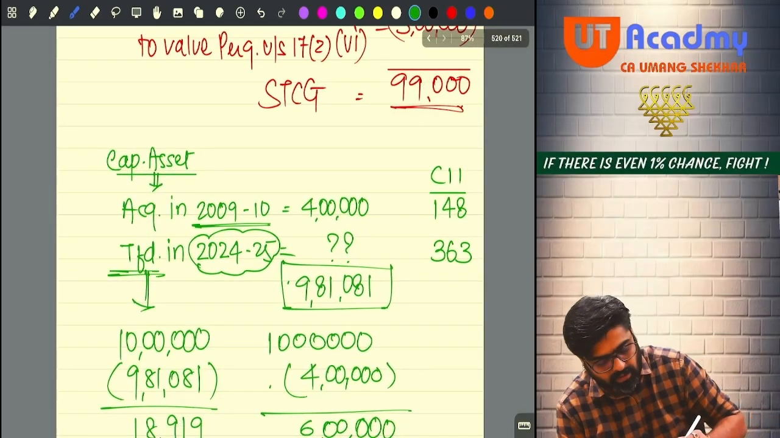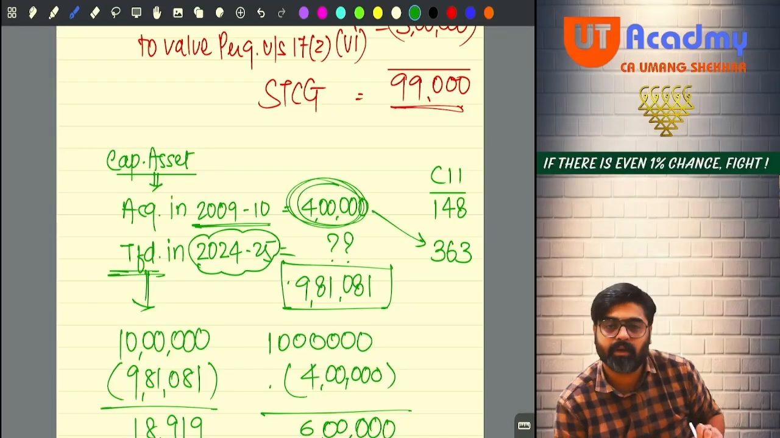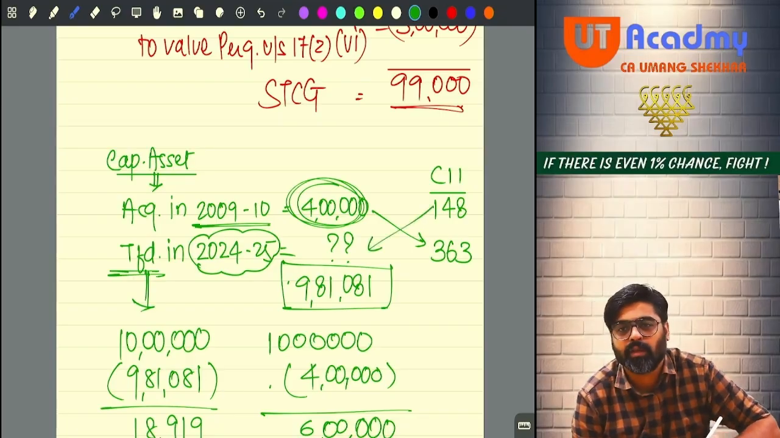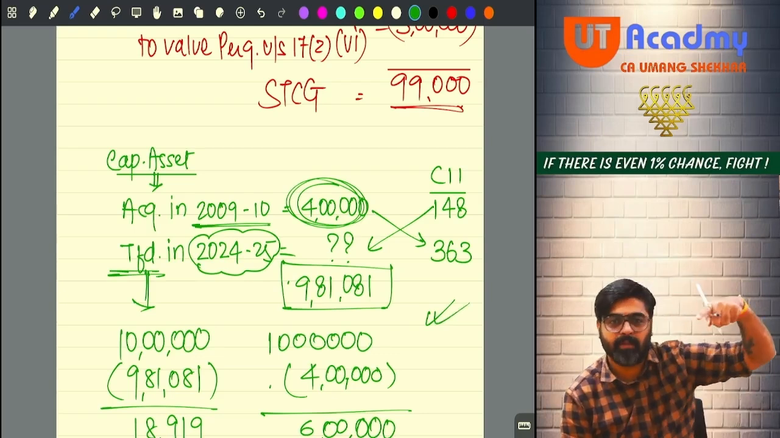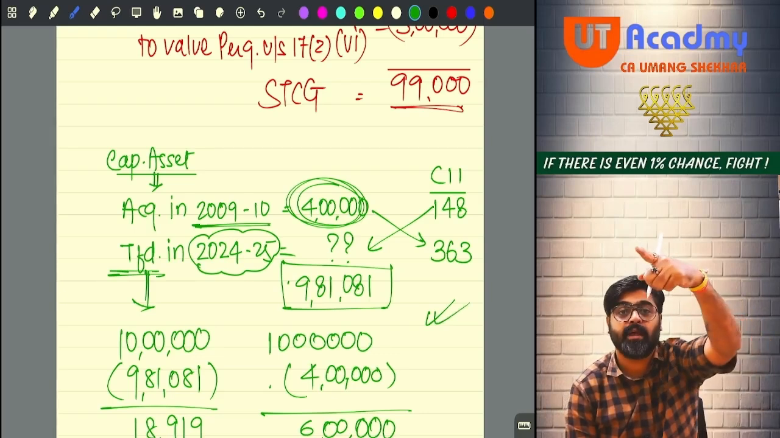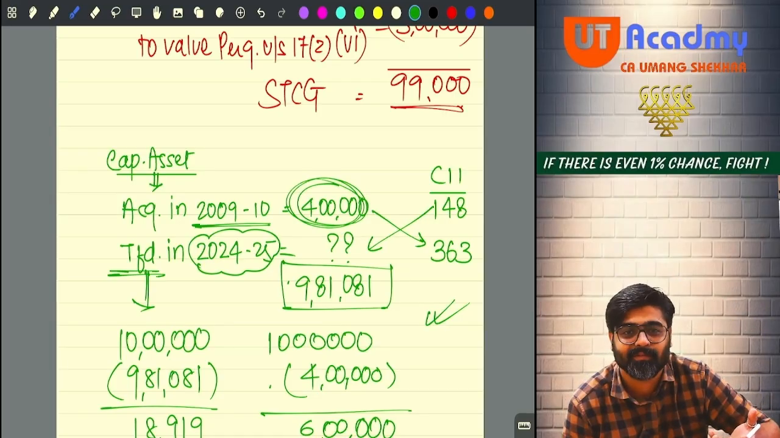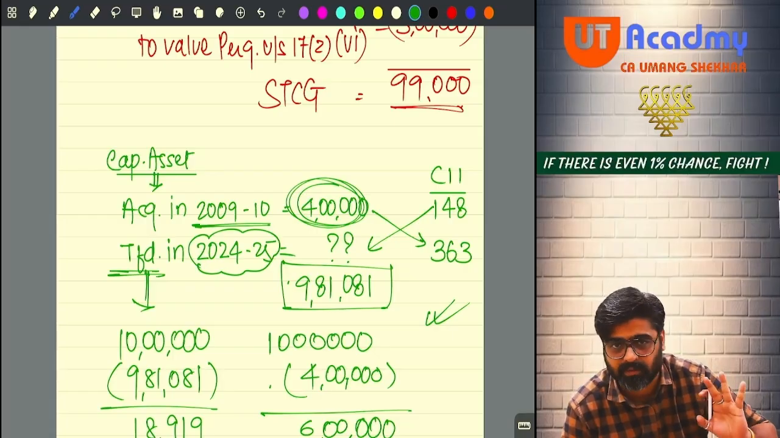What you have done? You have taken the cost of acquisition, multiplied by the transfer year CII, and then divided by the acquisition year CII. You got this amount. So can you derive a formula? Cost of acquisition multiplied by CII of transfer year divided by CII of acquisition year. You will get index cost of acquisition. That formula is nothing but a simple cross multiplication.